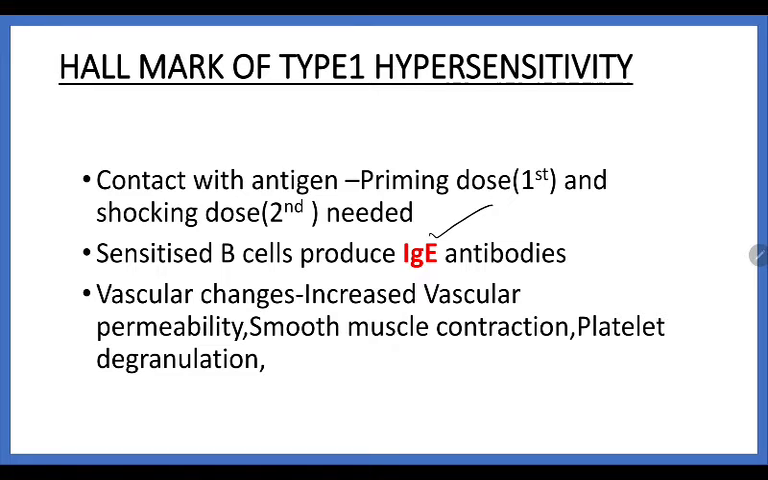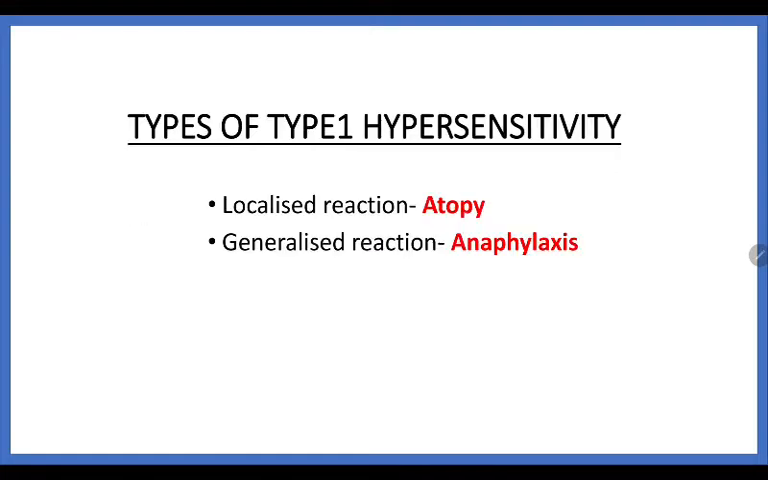Although there are many other changes, the important changes are vascular changes. There is increased vascular permeability, smooth muscle contraction and platelet degranulation. These are all the important hallmarks of type 1 hypersensitivity. Coming to types, localized is called atopy, and generalized is called anaphylaxis.